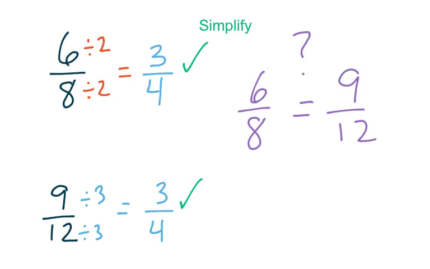I could figure out if these are equivalent to each other by simplifying them. So I already did that here, and I found that they both simplify to 3/4. You can also find if 2 fractions are equivalent to each other by finding common denominators, and we're going to do that next lesson.